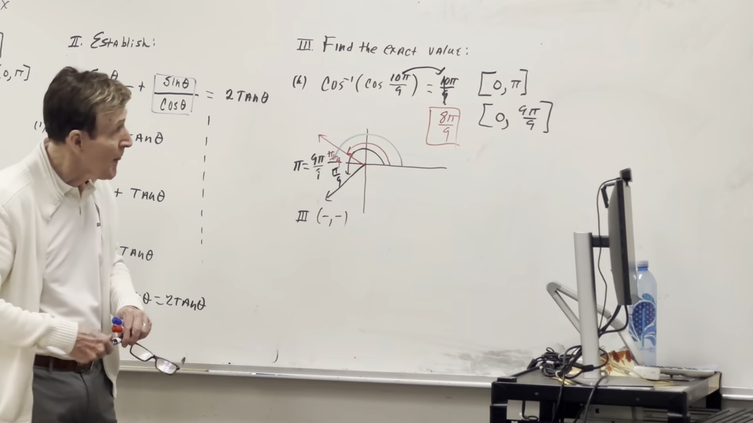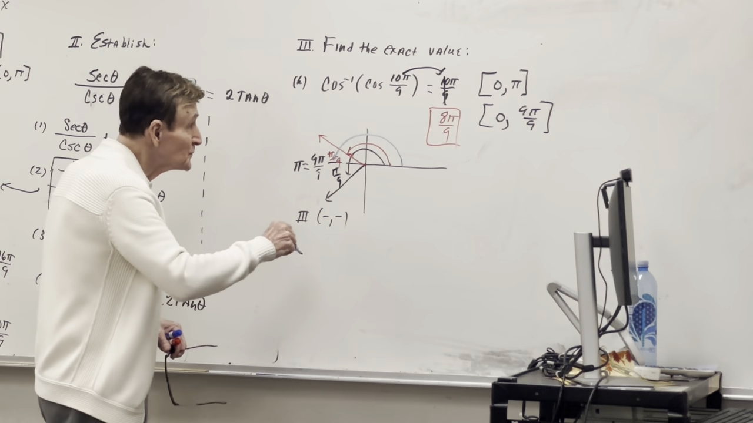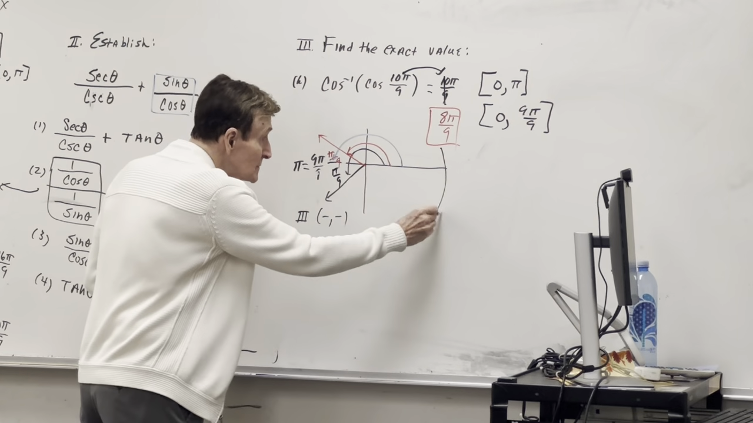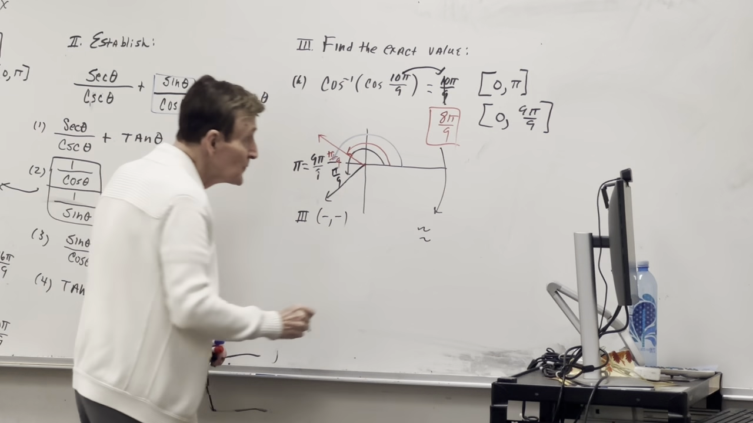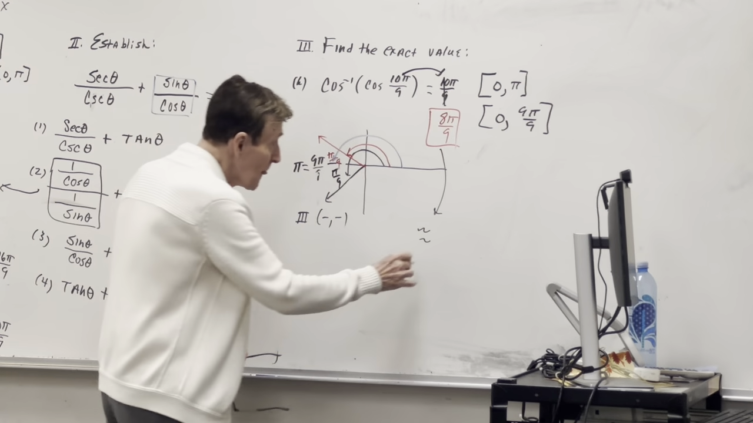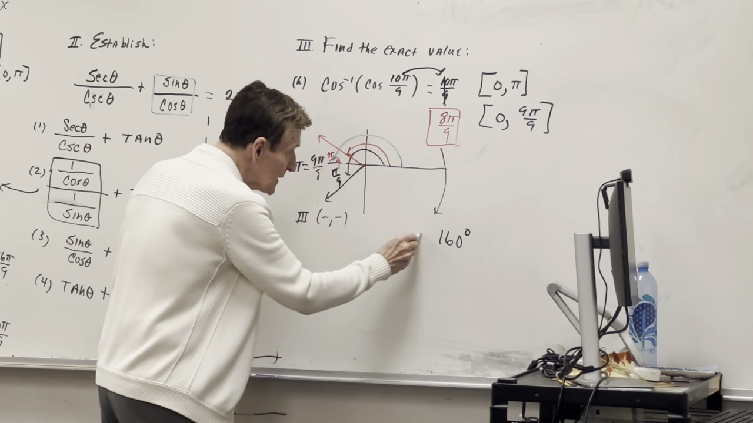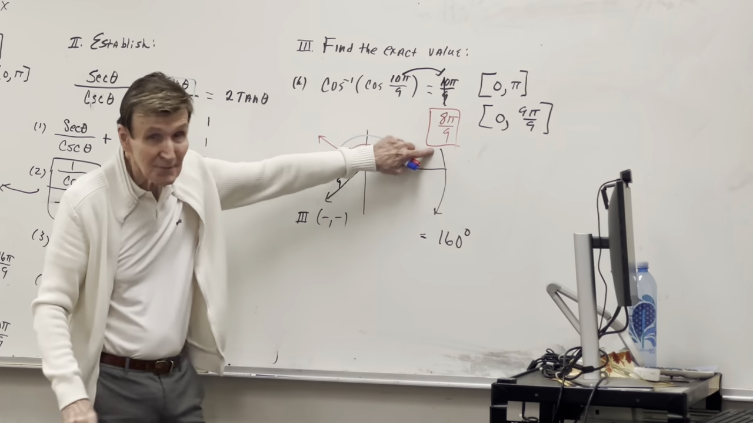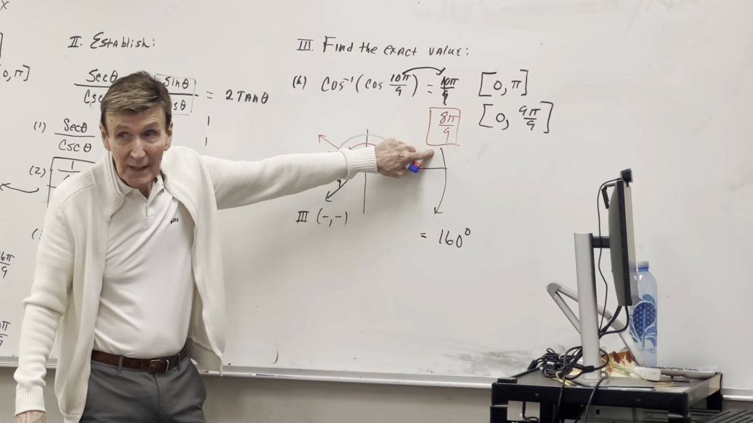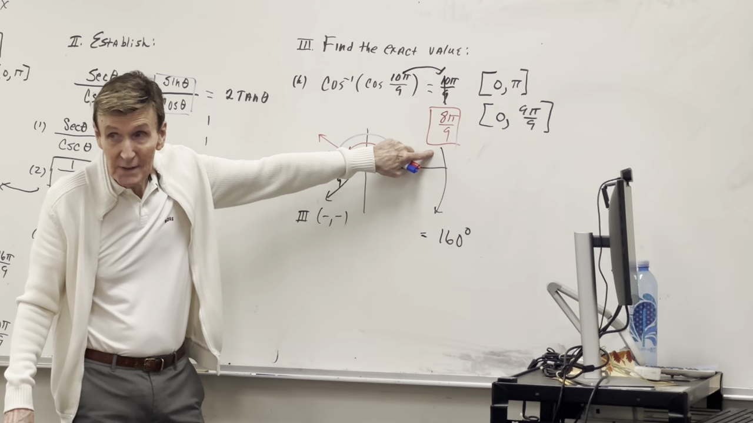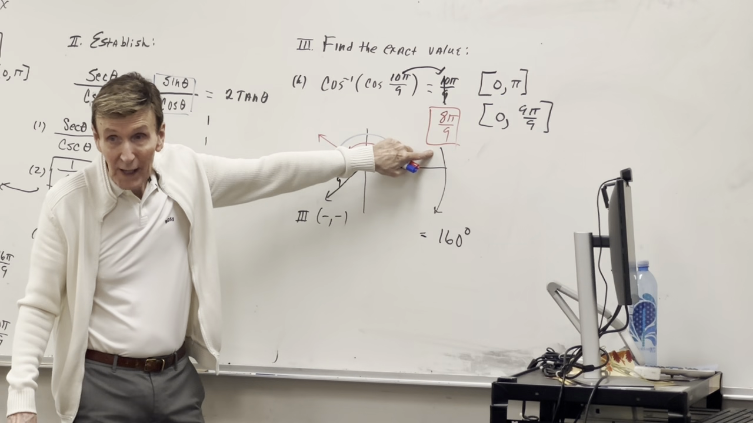Let's see what you get. It's 160. Oh, exactly 160. Now, we got this for an answer. Now, if I convert that into degrees, is that 160? Is 8 pi over 9 the same as 160?